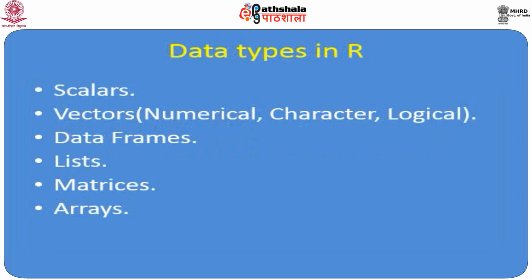Now let's find what the different data types in R are. That is, what are the data types that R can understand? Primarily, we have data types like scalars, vectors that include all the types like numerical, character, logical, and then data frame, list, matrix, and arrays. So, primarily we have these kinds of data types, and within the vectors we have numerical, character, and logical.